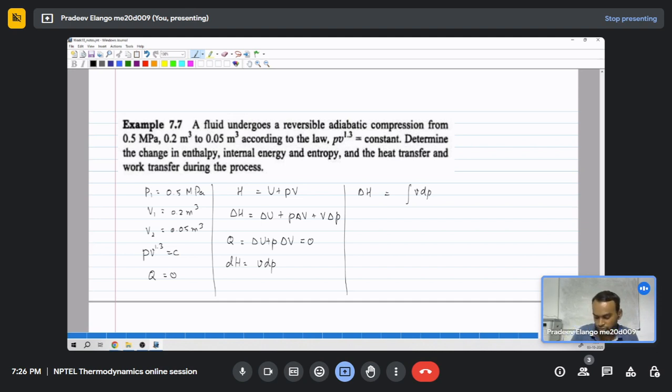Now we need to get the expression for V to substitute here, V as a function of pressure. We are given PV power 1.3 is equal to constant. So now V is equal to that constant divided by P power 1.3. Then we will have delta H is equal to the integral of dP by P power 1 by 1.3, since we also have the power here. So we will have constant power 1 by 1.3 outside, and here we will have dP by P power 1 by 1.3.